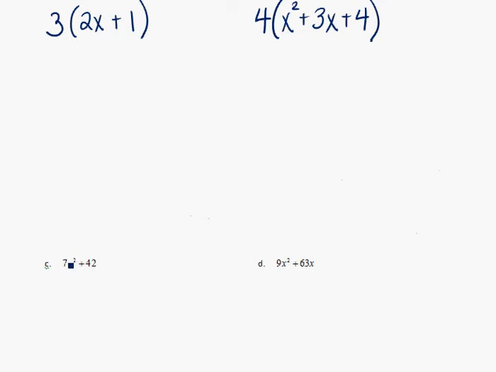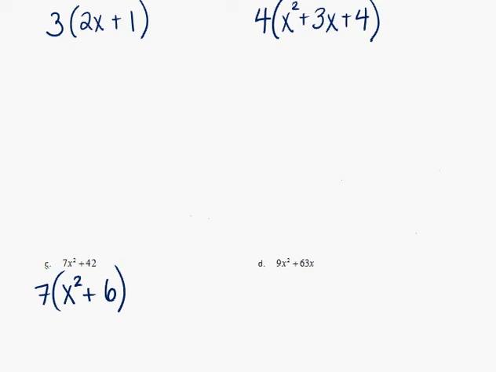When I look at part C, 7x squared plus 42, I see that the greatest common factor of 7x squared and 42 is 7. So I'm going to do the same thing again. I'm going to take 7, put it outside the parentheses, and figure out what I can multiply that 7 by to get 7x squared plus 42. Well, 7 times x squared gives me 7x squared, plus 7 times 6 gives me 42. Again, I can distribute and check to make sure that I do in fact get 7x squared plus 42.